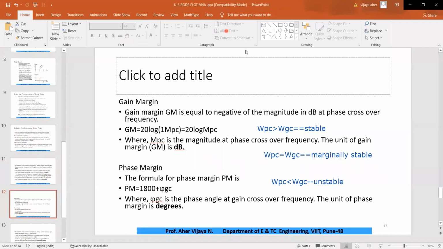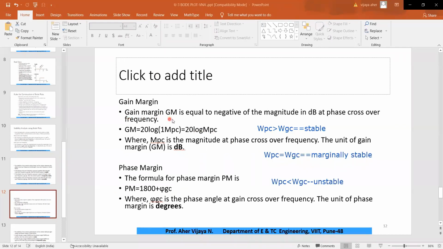No doubt. Okay, fine. Now we have to find the gain margin and phase margin. So how to get that gain margin and phase margin? For that you have to remember one equation. That equation is given over here. This is the equation for gain margin and this is the equation for phase margin. Now please write down these two equations.